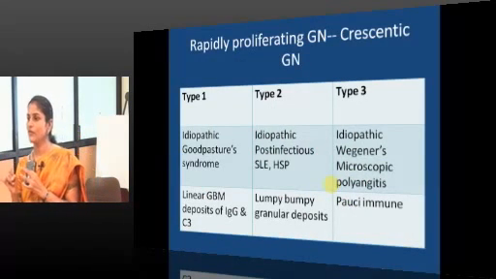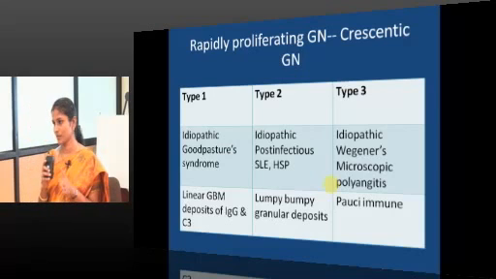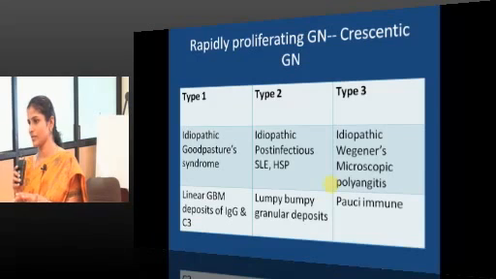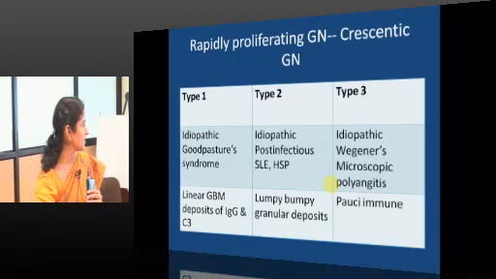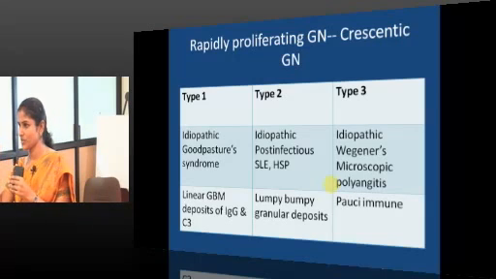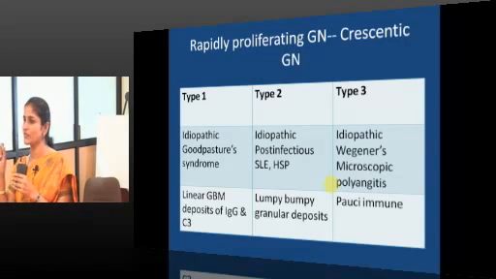So, the starting event for RPGN will be GBM rupture. The most important part of the crescent will be fibrin. The most important cells of the crescent will be parietal epithelial cells. So, what causes a GBM rupture is vascular damage. So, which pathology causes the vascular damage?